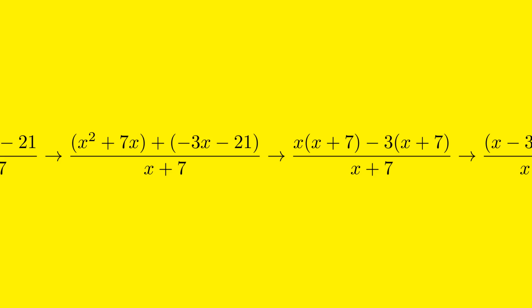Now our numerator looks like x times x plus 7 plus negative 3 times x plus 7. Because we have a common factor of x plus 7, we can factor that out too. So, the final factorization of the numerator is x plus 7 times x minus 3. We then replace the original numerator with its factored form. Our expression is now x plus 7 times x minus 3 divided by x plus 7. We will continue to the next step in the process to simplify this expression further.